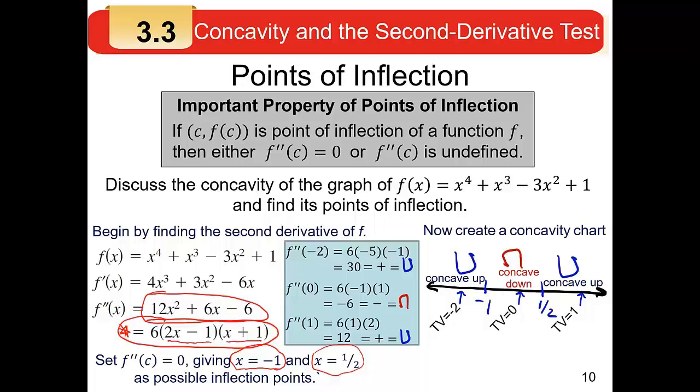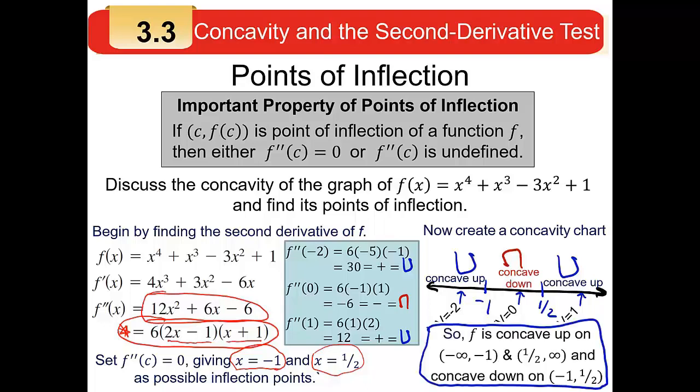So you have your concavity chart. The problem asks you to discuss the concavity and define the inflection points. So as you're discussing the concavity, what you're going to say is that it's concave up on the ends, from -infinity to -1 and from 1/2 to infinity. And then it's concave down in the middle, which is from -1 to 1/2.